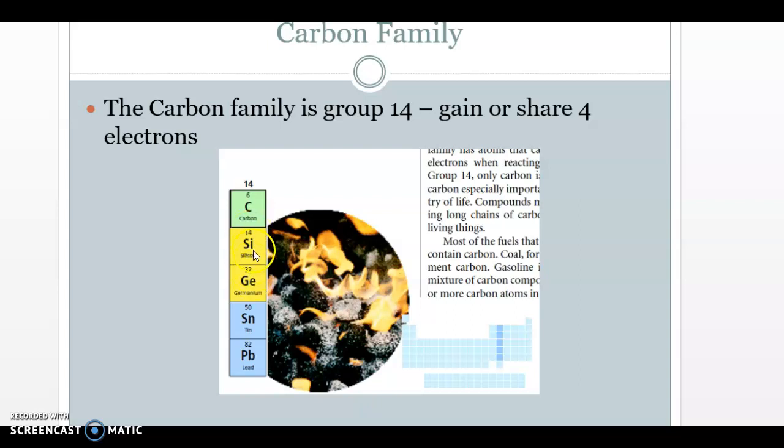There's also a couple metalloids, and then a couple of metals in the mixed group, tin and lead. This is where it is found on the periodic table. So here were the alkaline metals, alkaline earth metals, transition metals. I'm going to go over to group 14, which is the carbon family. We name these families off of the element that is at the top. Because carbon is at the top of the family, we call it the carbon family. It's group 14, which means they gain or share 4 electrons.